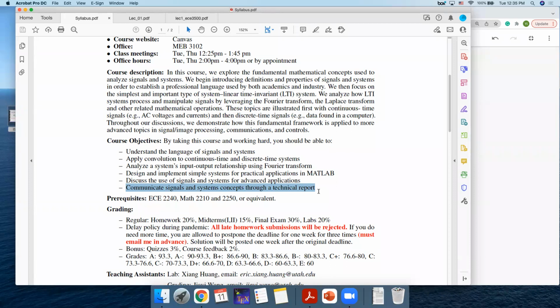And these are the prerequisites. Basically, I think you will need to have a solid understanding of calculus and complex numbers. Those are the two fundamental tools that you will need.